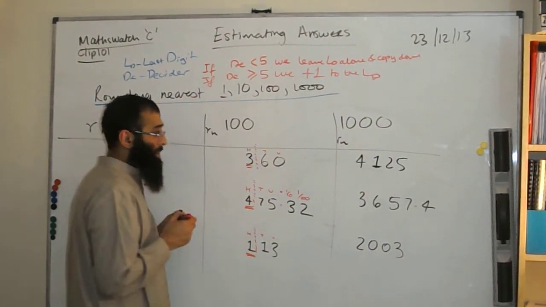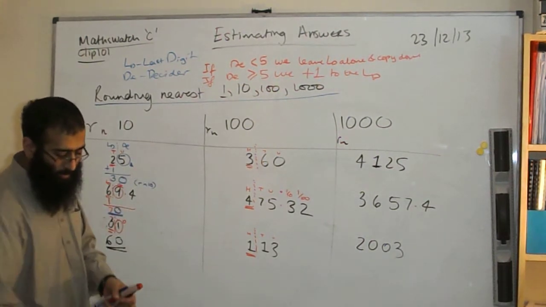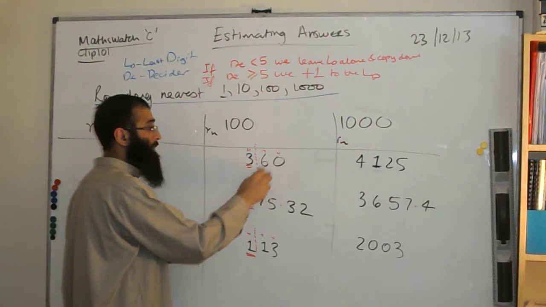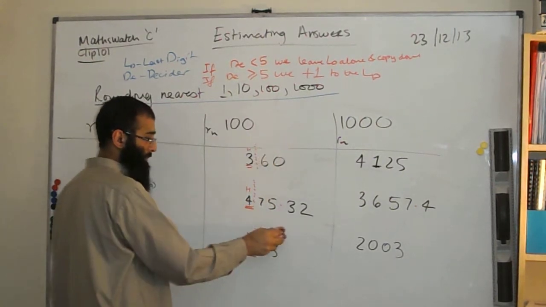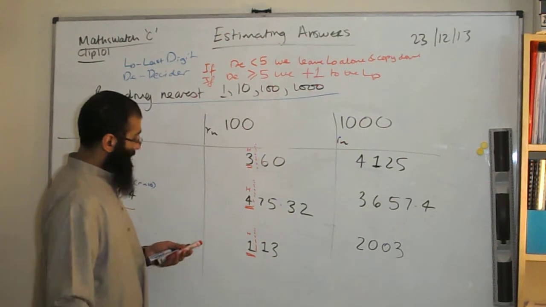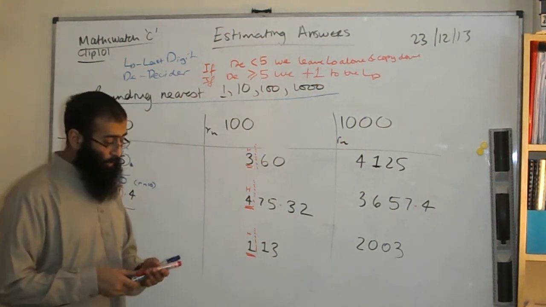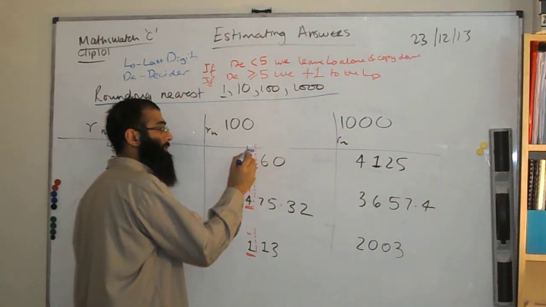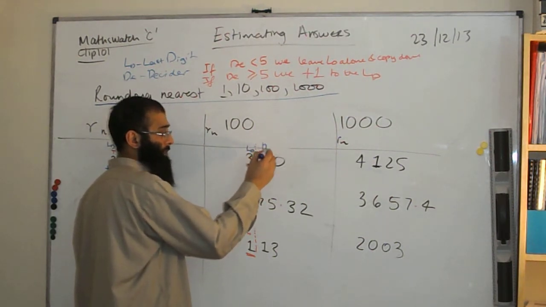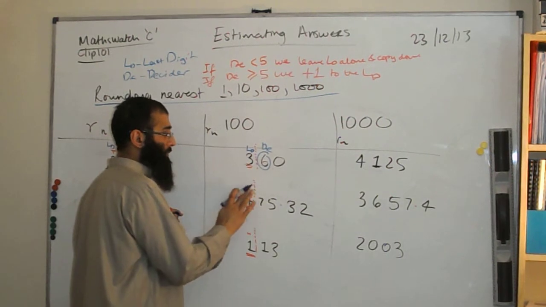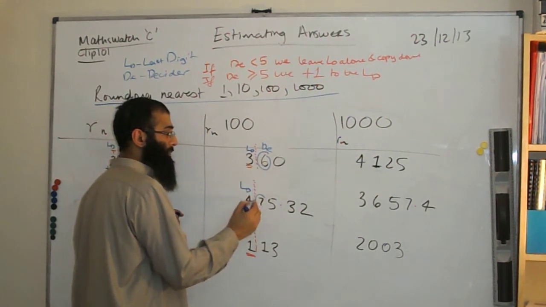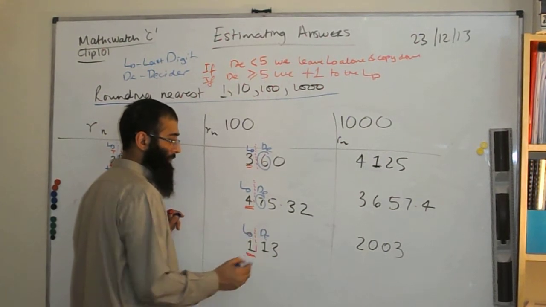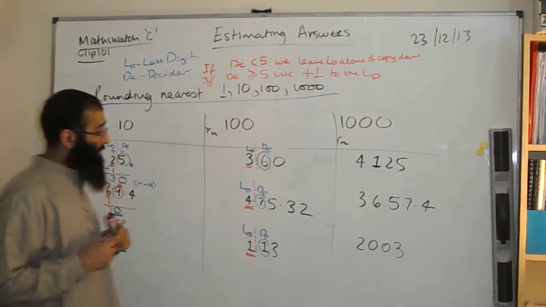Right, for now I'm going to get rid of all the extra bits. What do we call the digit that we're interested in? We call that the last digit, and the next one's called the decider. This one's called the last digit, and the next one's called the decider. This one's called the last digit, and the next one's called the decider.